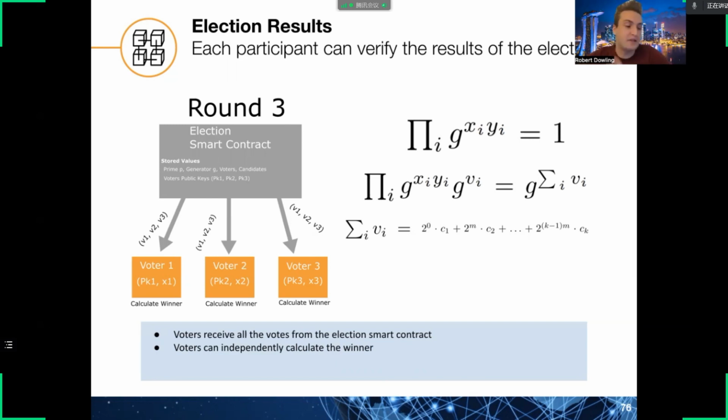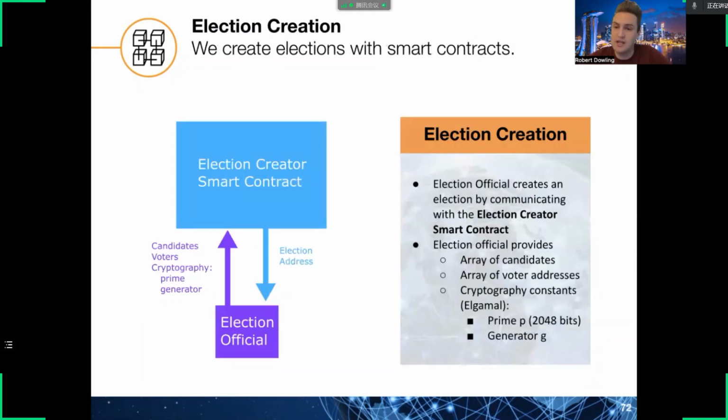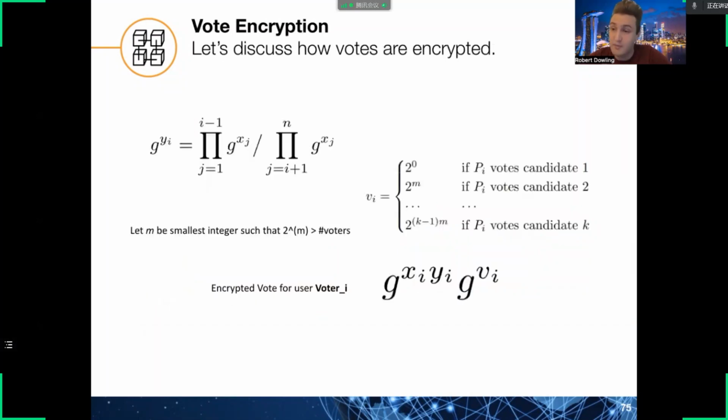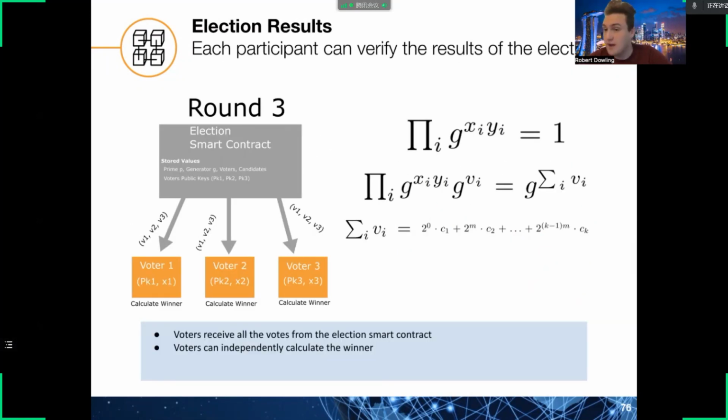So this is something you might want to consider if your Web3 app is actually dealing with sensitive information like election data. You might want to consider using some encryption to make sure that data has some level of anonymity and privacy beyond the anonymity that the Ethereum blockchain already provides.